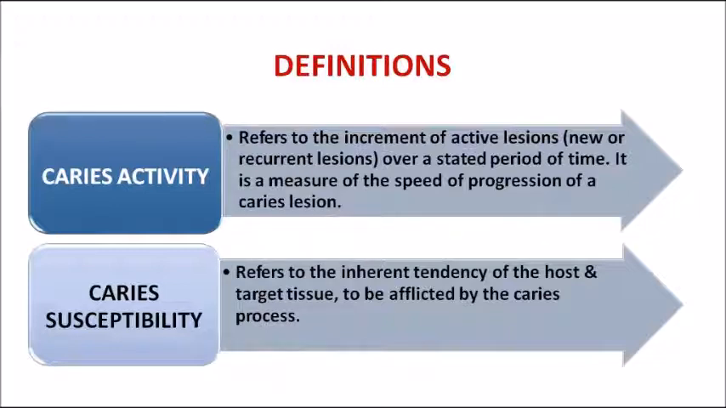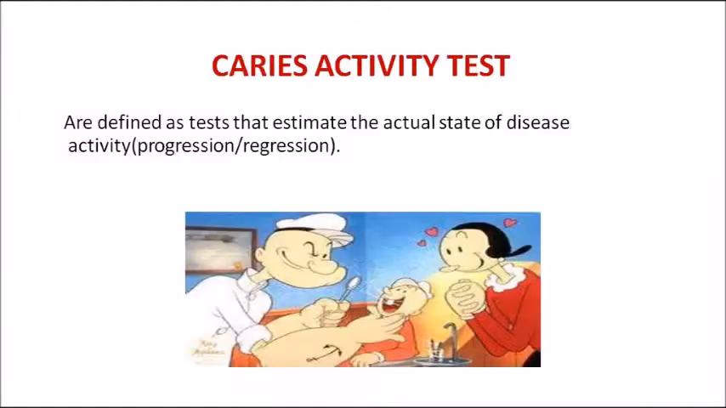And what is caries susceptibility? Susceptibility means you are more prone to that. If you are susceptible to something, you are more prone to it. So susceptibility refers to the inherent tendency of the host and the target tissue to be afflicted by the caries process. That is, the inherent tendency of the host, meaning humans, to be affected by the caries process. Clear? Okay, then we are moving on to caries activity test.